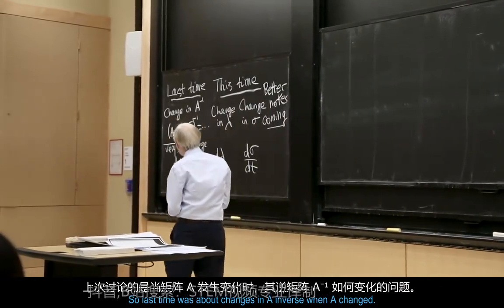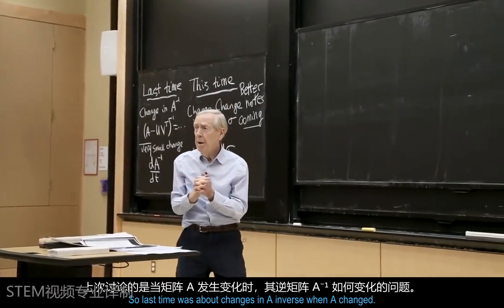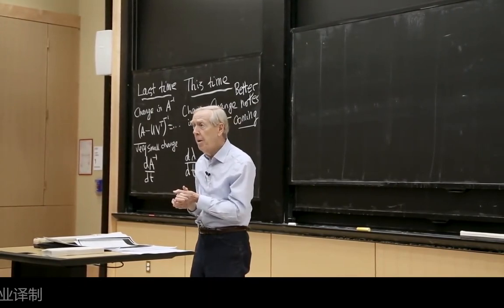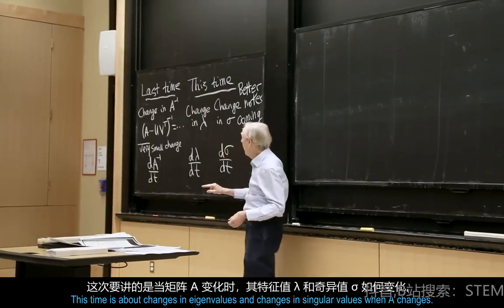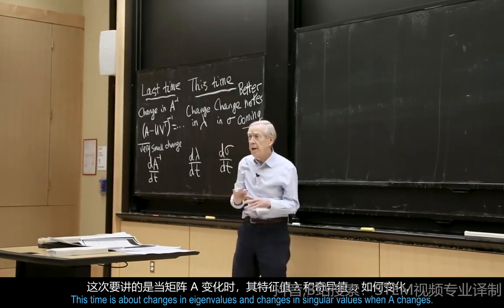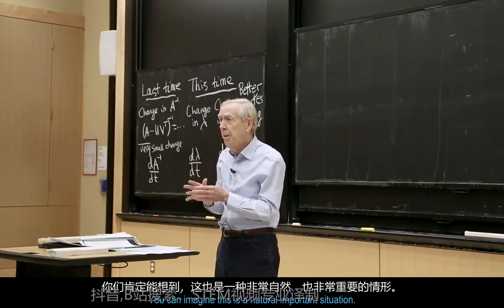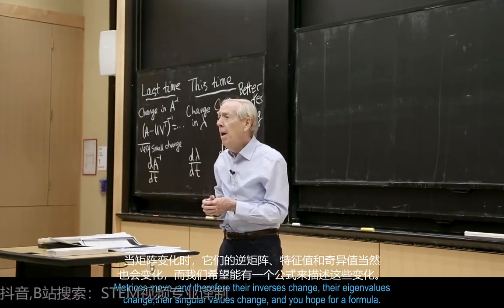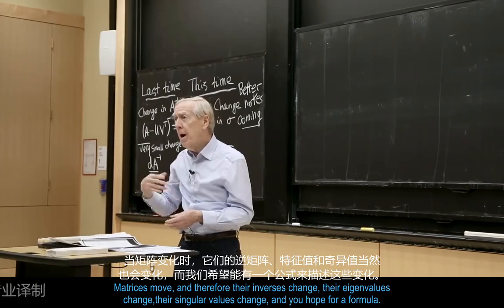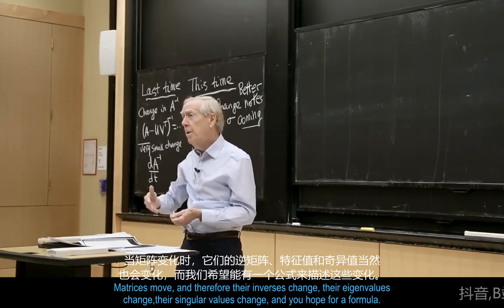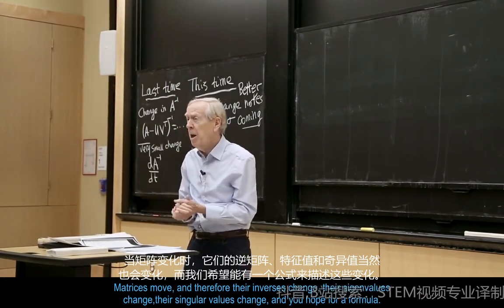So last time was about changes in A inverse, when A changed. This time is about changes in eigenvalues and changes in singular values when A changes. You can imagine this is a natural, important situation. Matrices move, and therefore their inverses change, their eigenvalues change, their singular values change, and you hope for a formula.